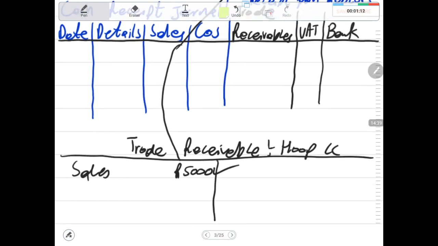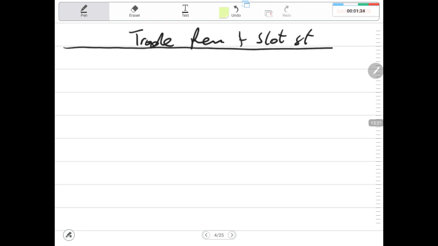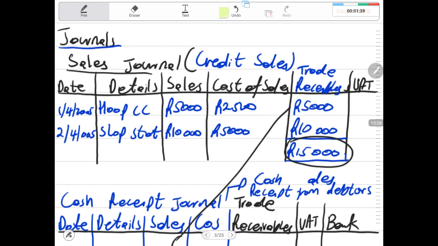Now again, there must be another ledger account for another customer, which is Slot Ltd. So the Slot Stationaries, which is trade receivables. I normally forget to say this. It is trade receivables, slot stationaries. So this is the account for this specific customer, and we need to say how much did we sell to this customer.